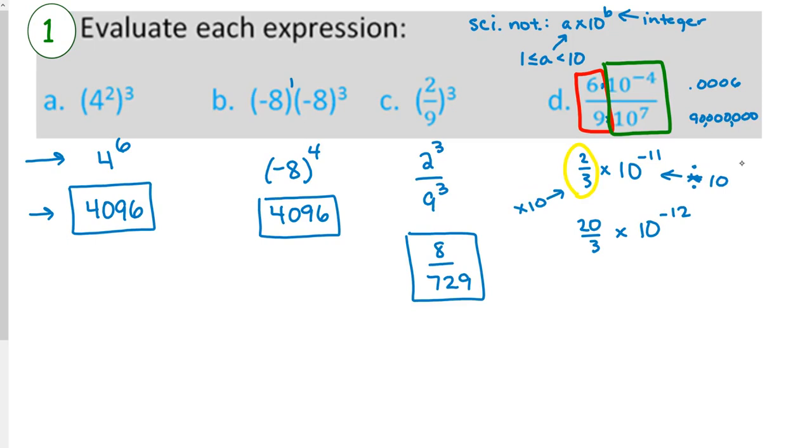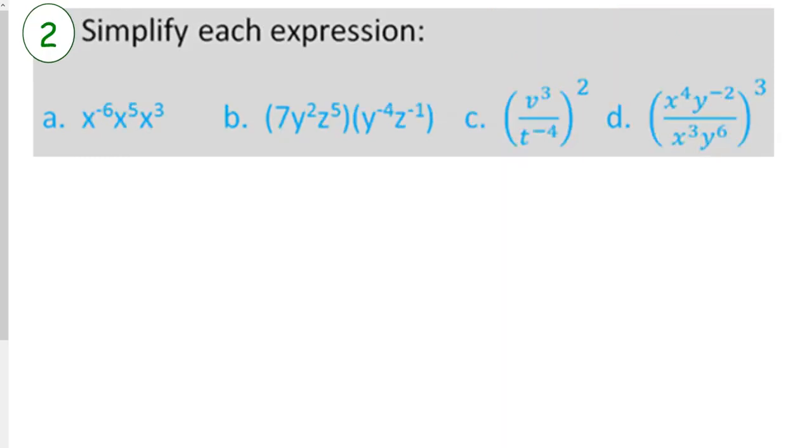We don't usually see fractions in scientific notation. It would be more typical to see a decimal. I just really don't like to have to round this, but if I round it, it's 6.7 times 10 to the negative 12th. Okay, let's see what else we have.